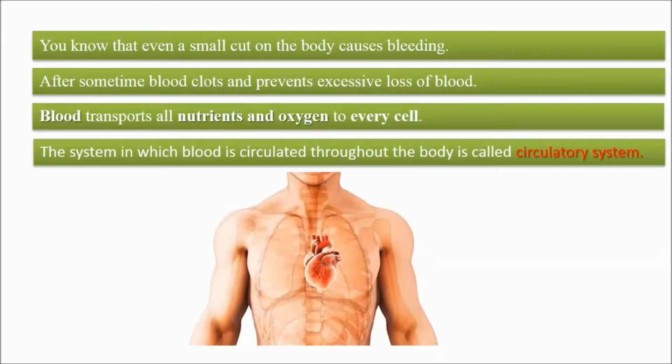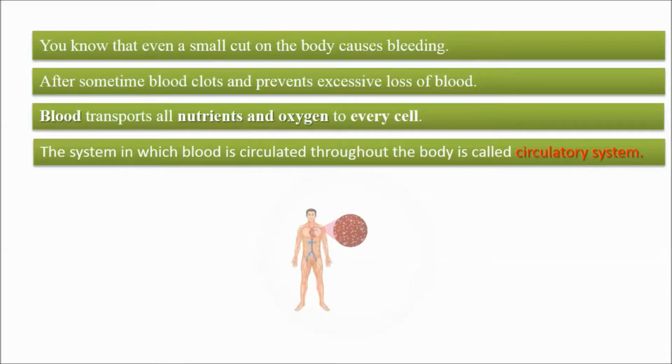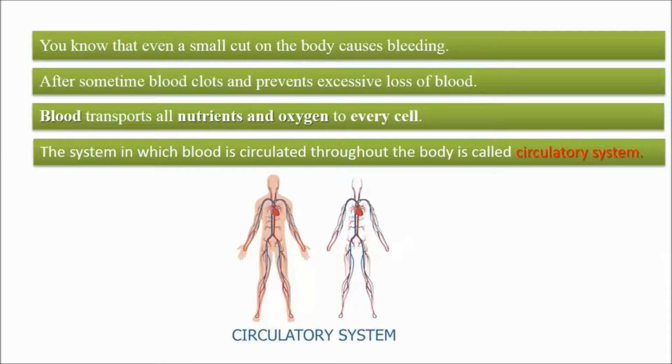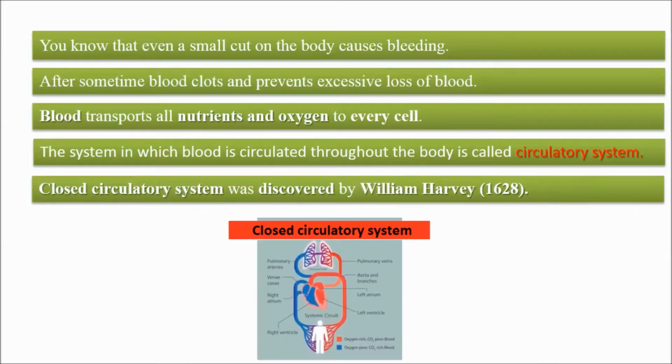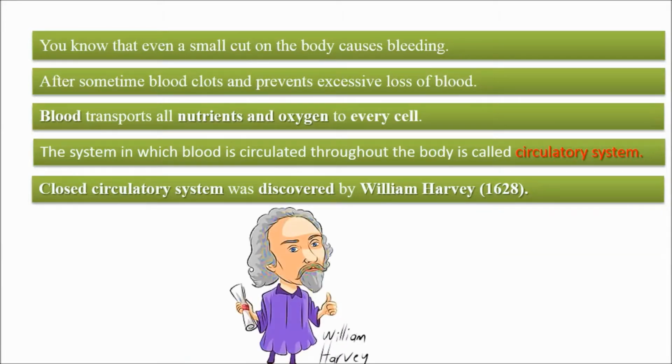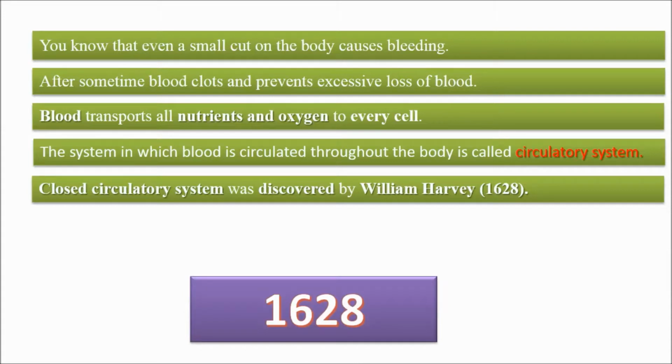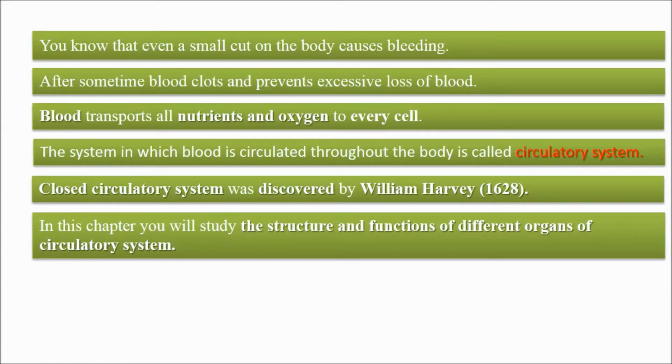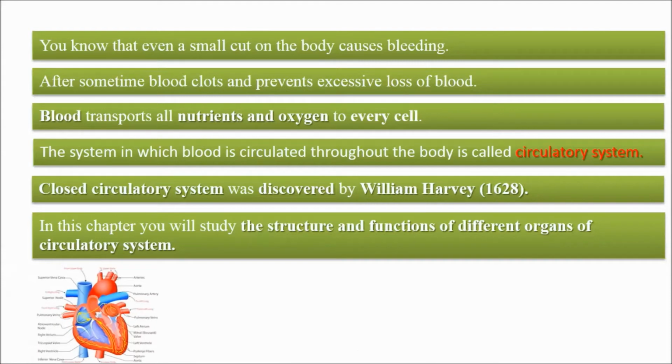The system in which blood is circulated throughout the body is called circulatory system. Closed circulatory system was discovered by William Harvey, 1628. In this chapter, you will study the structure and functions of different organs of circulatory system.